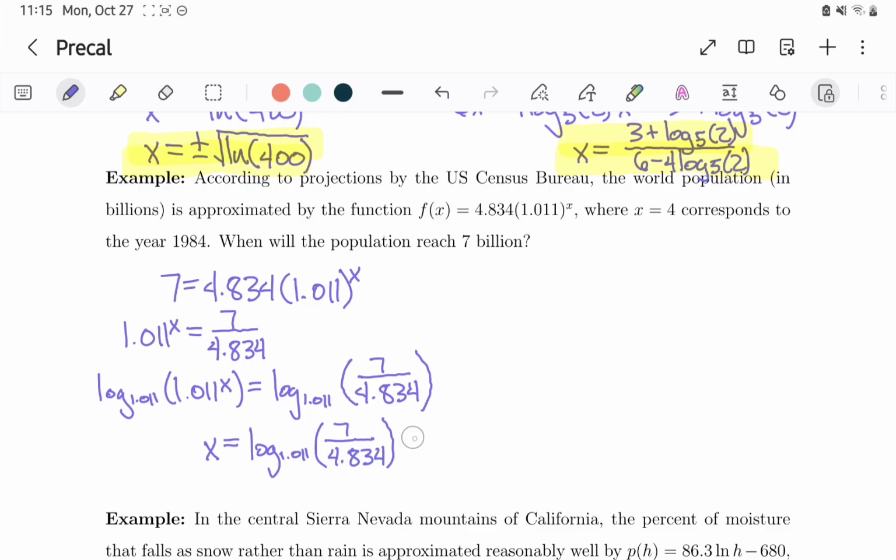Which, by the way, is approximately 33.84. And again, this is years after 1980. So rounding to the nearest year after 1980, the nearest whole year would be 34 years after 1980, which would be 2014.